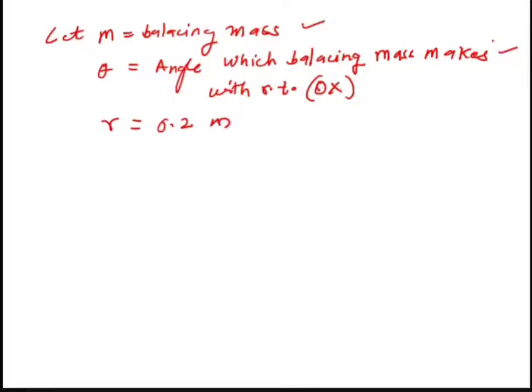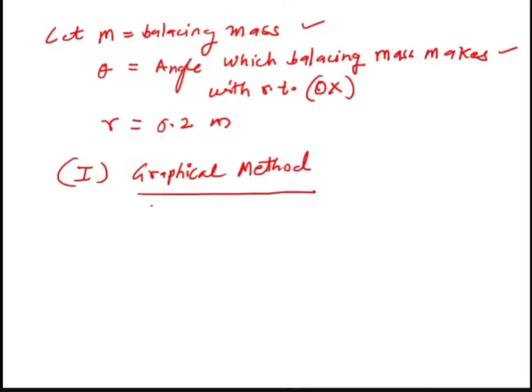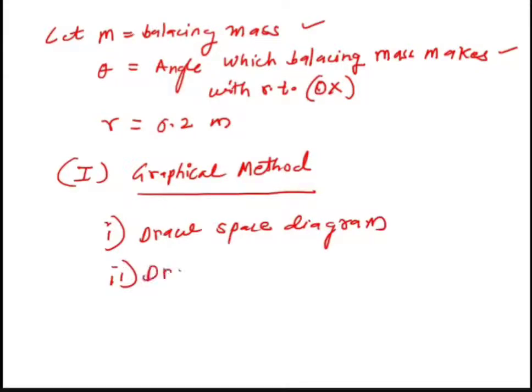So you can find this graphically as well as analytically. First I will explain the graphical method. So method number 1 is the graphical method. What is the first step in the graphical method? The first step is to draw the space diagram. So let us first of all draw the space diagram. And once you draw the space diagram, what is the next step? Draw the force polygon, or the vector diagram.